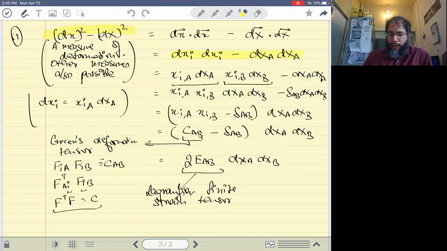In the index notation, we simplify things further using our definition of the deformation gradient tensor. So we write d small xi in terms of d capital XA, and then we define this quantity, Green's deformation tensor, as the product F transpose F, and then we define C minus I as twice E, which is called the Lagrangian finite strain tensor. So that's the overall summary of the steps that we have performed to define our first strain tensor, which is called the Lagrangian finite strain tensor.